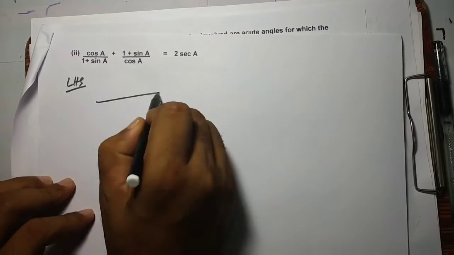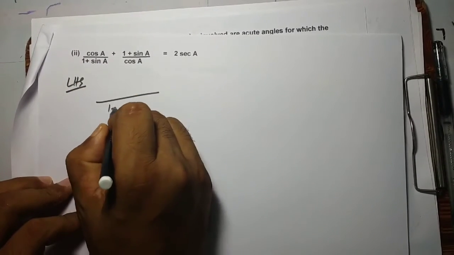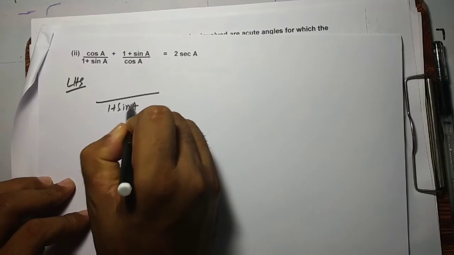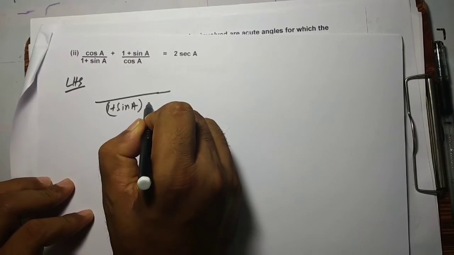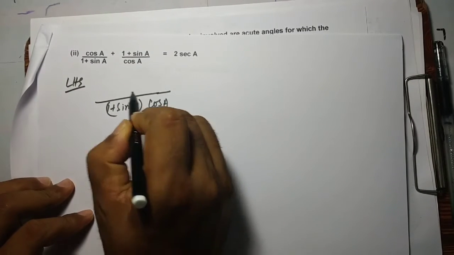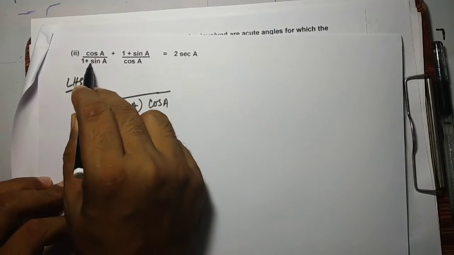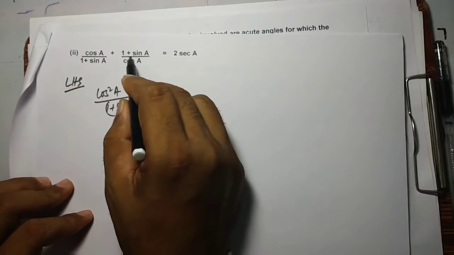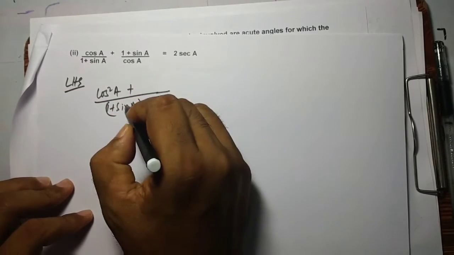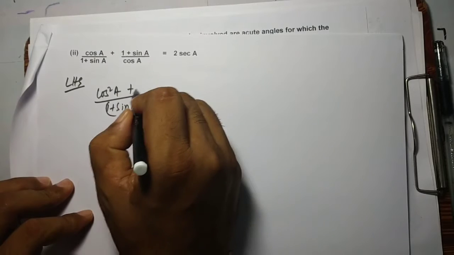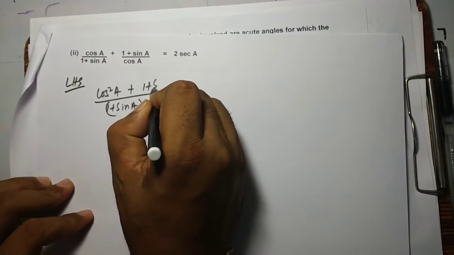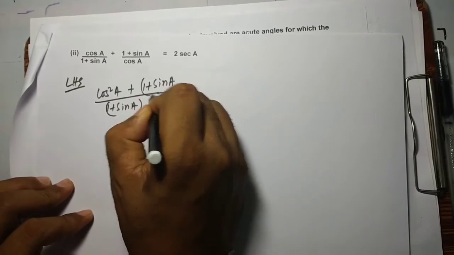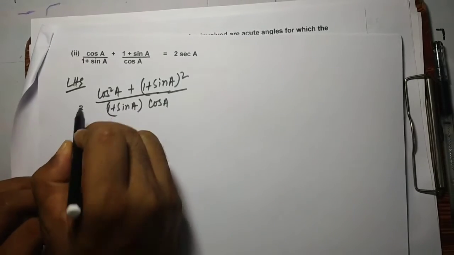Make an LCM. Simple from this. So this is 1 plus sin A, then into cos A. So 1 plus sin A already is the denominator here, so this will be cos A into cos A, so this will be cos square A plus, and cos A is the denominator here, so only this will be multiplicative. 1 plus sin A is already there, so 1 plus sin A whole square.